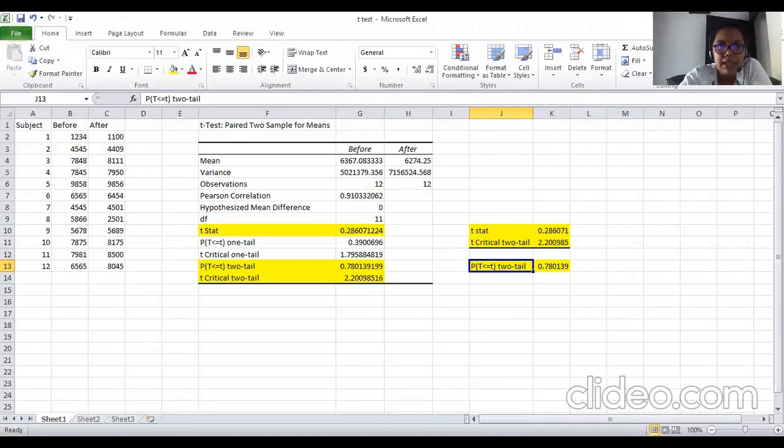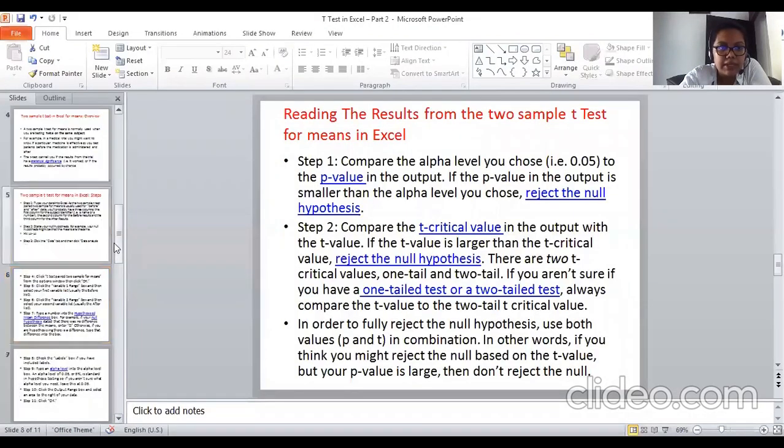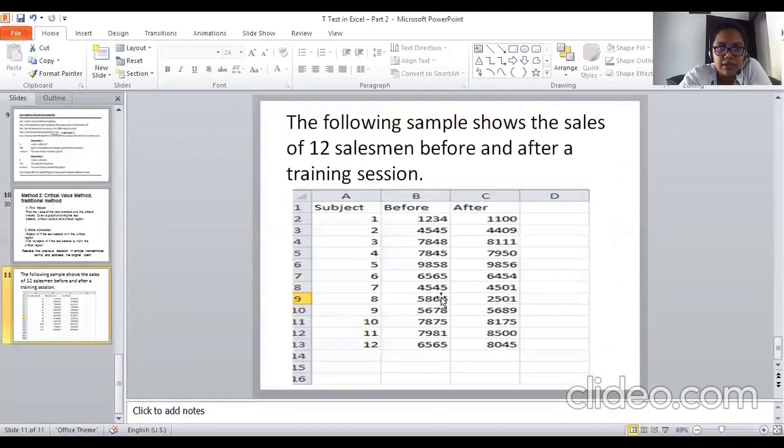That simply means that after the training session, there has not been a significant improvement in the sales force. Even after the training session given to the salesmen, the sales figures do not show a significant improvement or a drop.